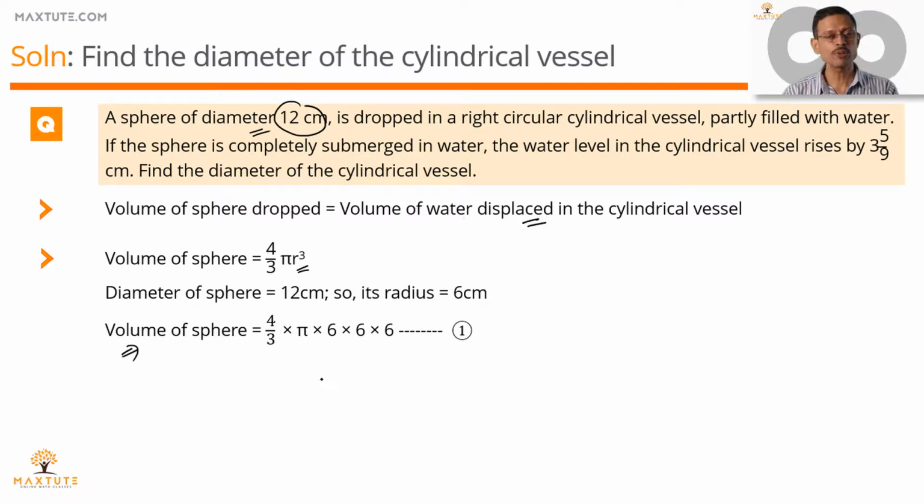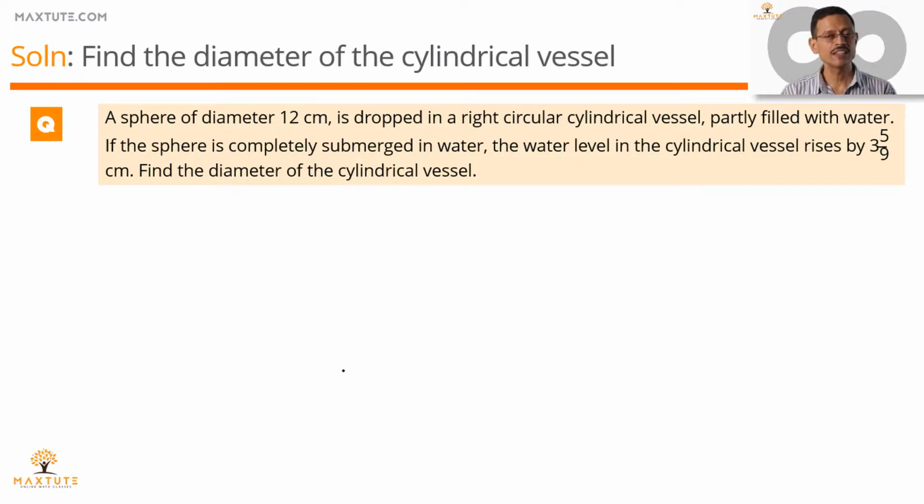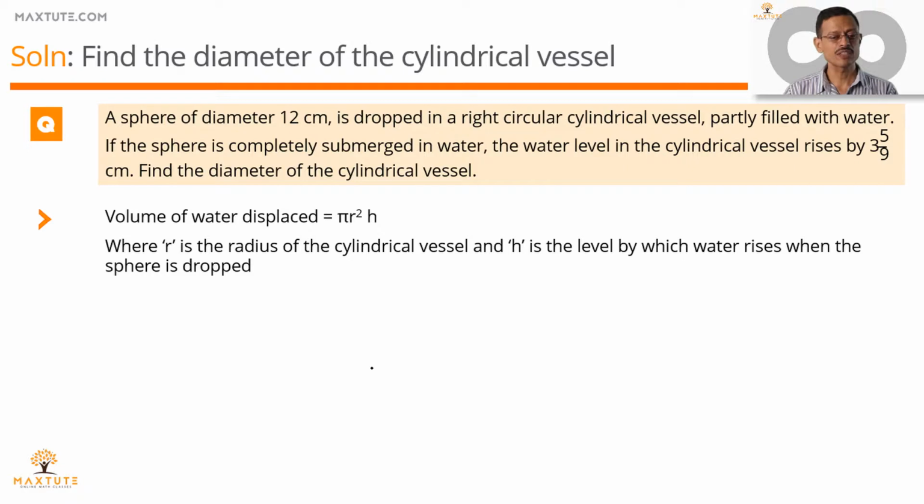Part 2, let's compute the volume of water displaced in the cylindrical vessel. The water is going to be displaced in the shape of the vessel that contains it. This is a cylindrical vessel, so the volume of water displaced is also going to be the volume of a cylinder. We're going to assign a couple of variables. r is the radius of the cylindrical vessel that holds it, which is what we're actually trying to compute. h is the height to which the water has risen.